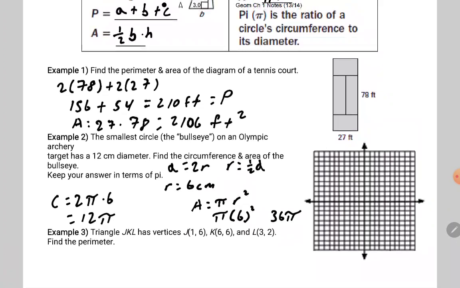Triangle JKL has vertices 1, 6; 6, 6; and 3, 2. Find the perimeter. So 1, 6; 6, 6; and 3, 2. Let's plot them by counting on the grid.